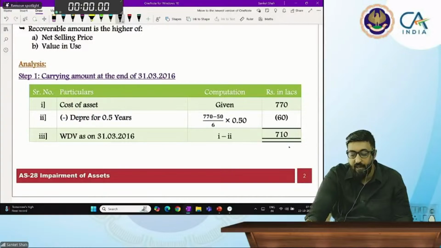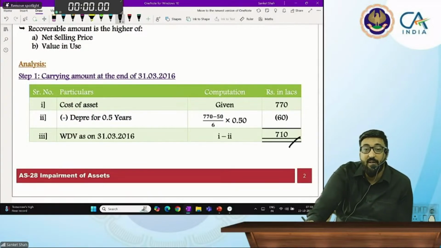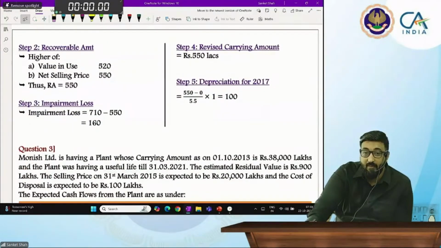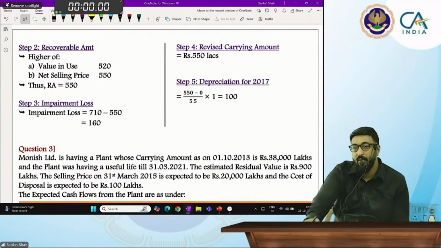See, step 1 is a carrying amount calculation. Cost minus depreciation. Then you have recoverable amount, whichever is higher. Then you have impairment loss. Then your revised carrying amount and depreciation for 2017 is divided by 5.5 and 1. So your depreciation for 2017 is 100 rupees. If you are getting wrong answer, I don't know. Many students go wrong answer. Many students answered it correctly also. Yes, very good. Easy tha?